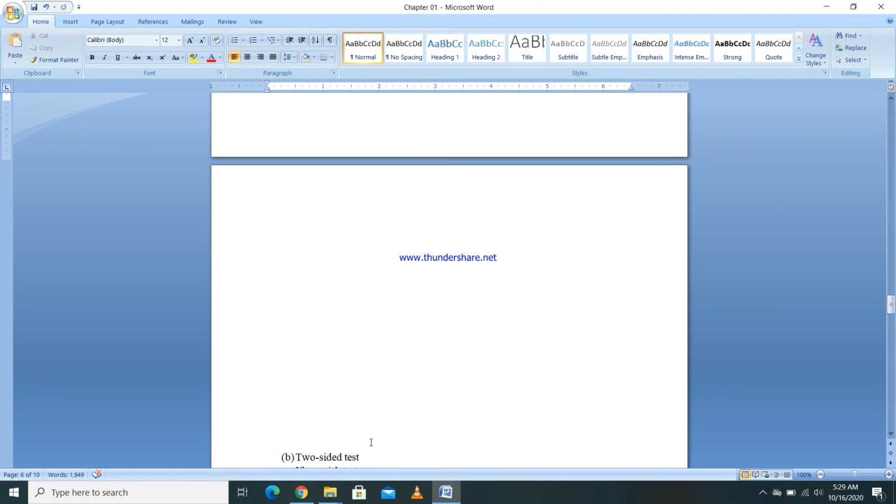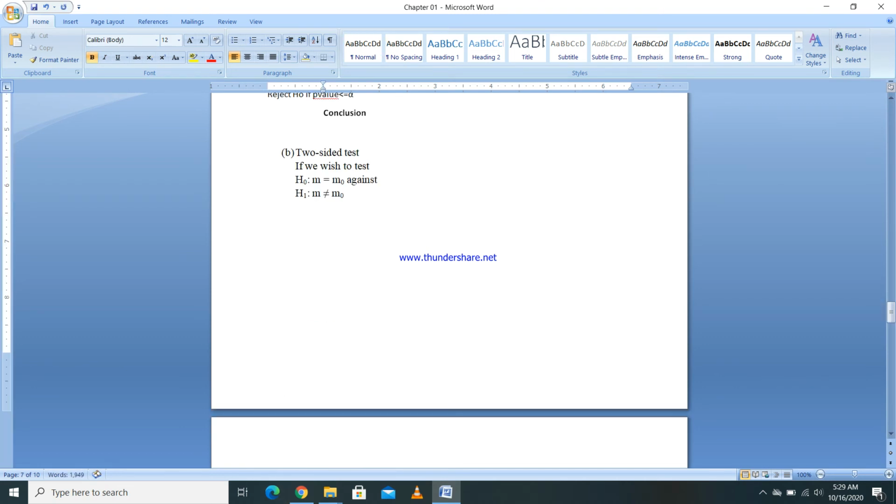And then let's see how you are going to perform the two-sided test. When it comes to the two-sided test, your H naught is m equal to m naught, H1 is m not equal to m naught. So in such cases, how are we going to perform the test?